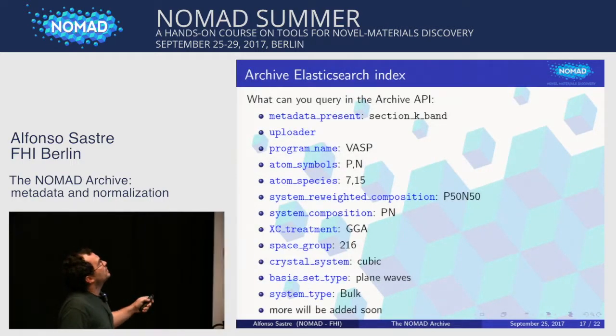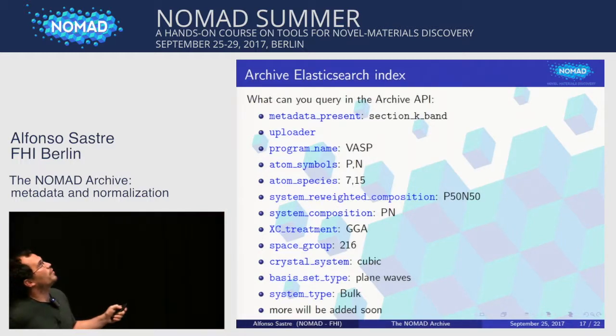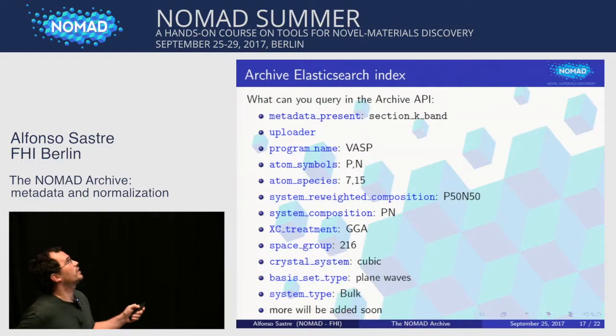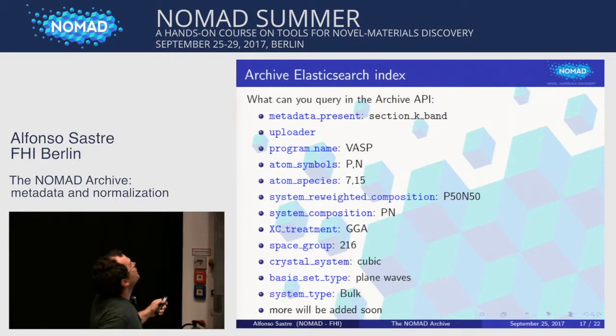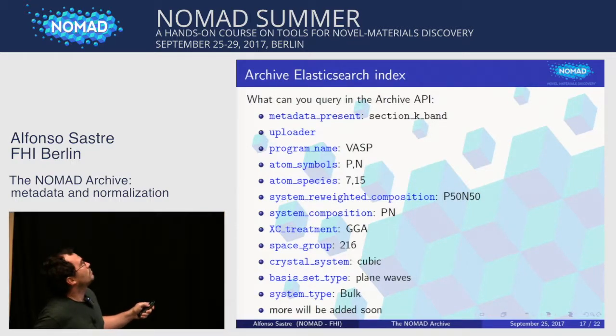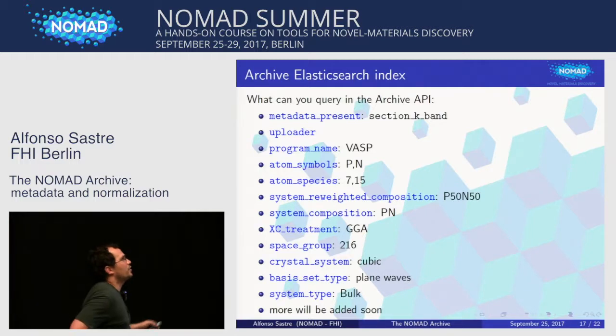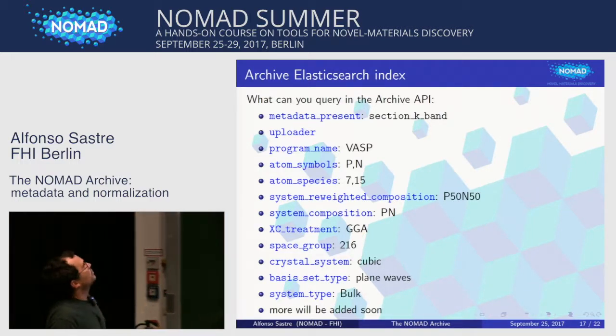Right now, our index is something like this, where you can query whatever metadata is present. So if you say, okay, I want all the calculations that contain this metadata, you can query. You can query, okay, I want all the data uploaded by this person or by this program containing this atom symbol or species or whatever of these properties you can query. And we are adding more. Okay? So that's what we can do right now.